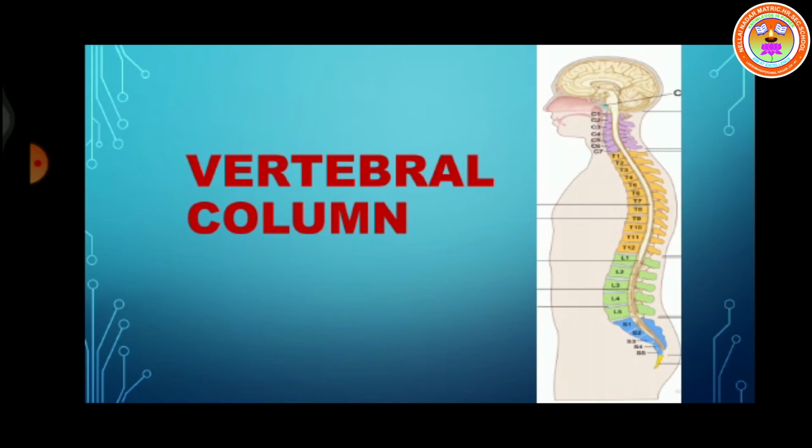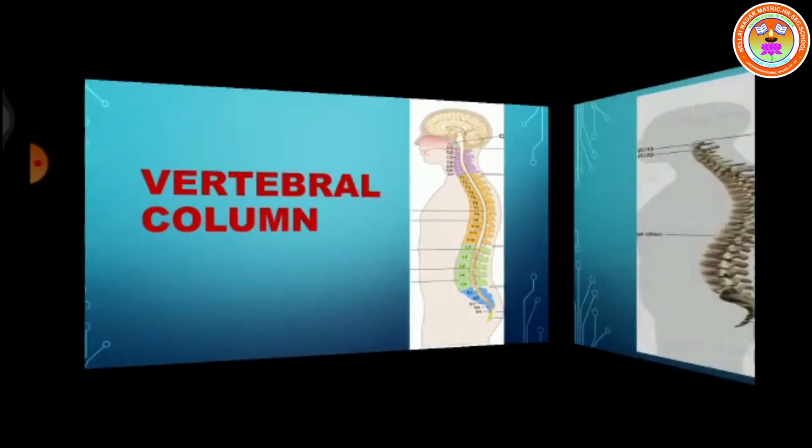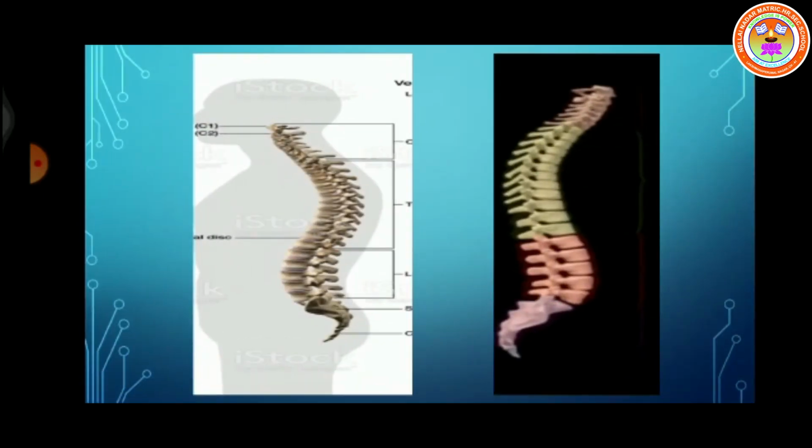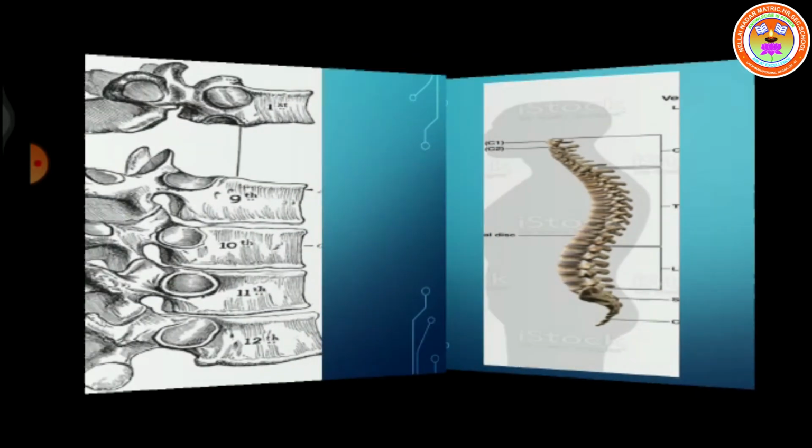Now the next part of the axial skeleton is the vertebral column. You know the vertebral column. The vertebral column lying at the back of the body is also called the spine or the backbone. Generally we call it a backbone, but its name is vertebral column. It is in the trunk region to offer support to the upper part of the body.